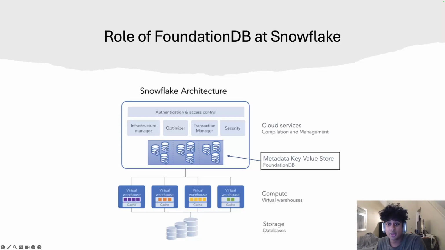Number four, replication and high availability. To ensure that Snowflake is always available, FoundationDB replicates the metadata across multiple nodes and data centers. If one node fails, the metadata is still accessible from other replicas. This is crucial for ensuring fault tolerance and high availability.